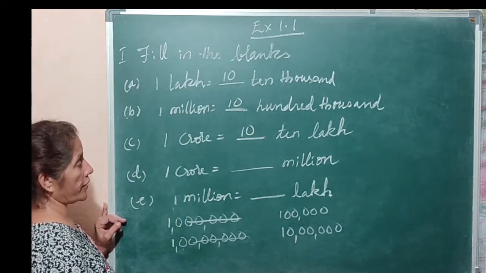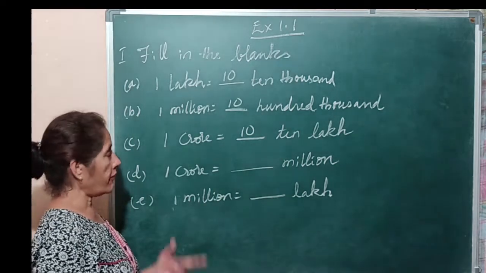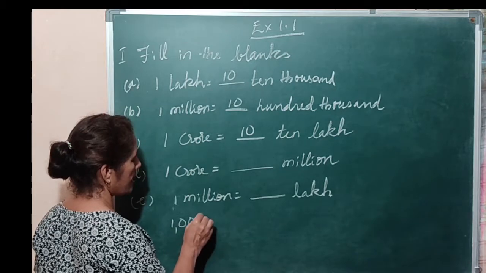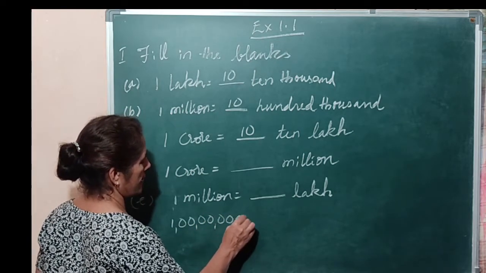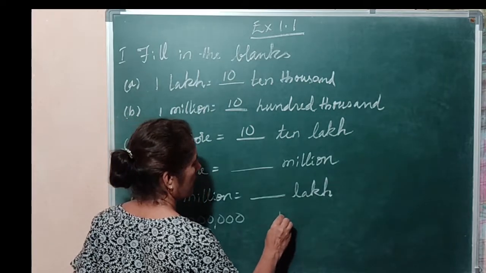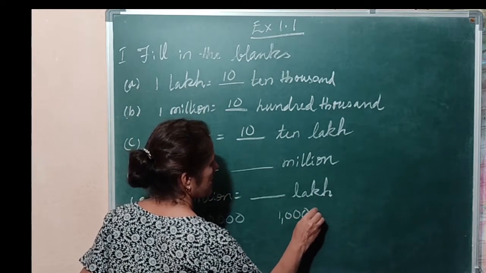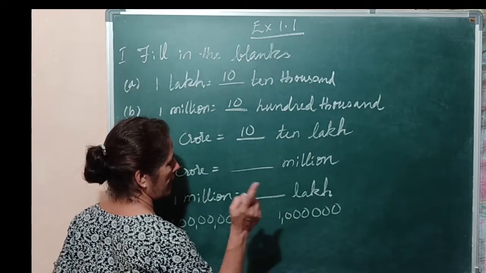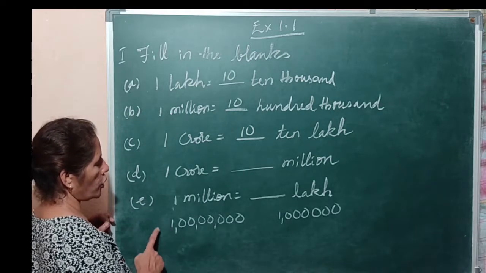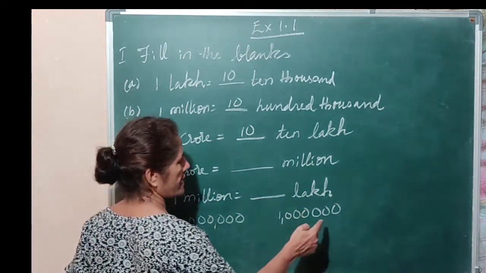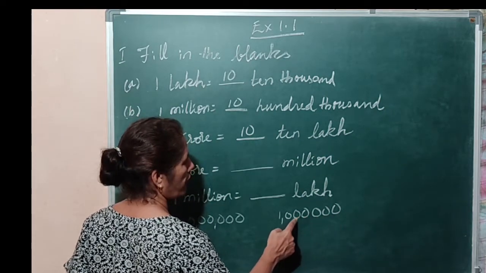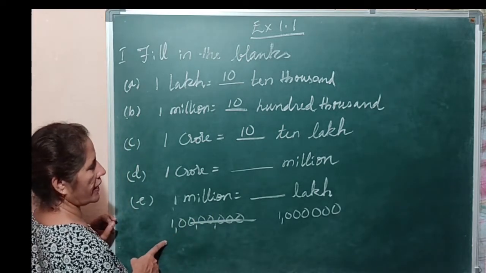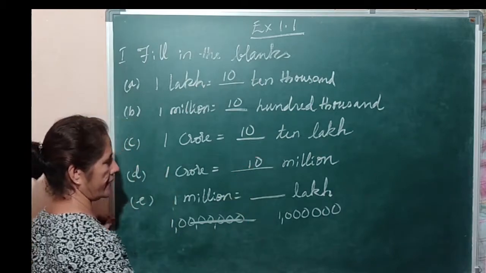1 crore is equal to dash million. We'll write 1 crore, 1. After that 10 lakhs, lakhs. After that 1,000. After that 3 zeros. Million, I will write 1 million. Okay? 1 crore I wrote, million I wrote. In million, how many zeros? 1, 2, 3, 4, 5, 6. 1, 2, 3, 4, 5, 6. What is the number? 10. So 1 crore is equal to 10 million.